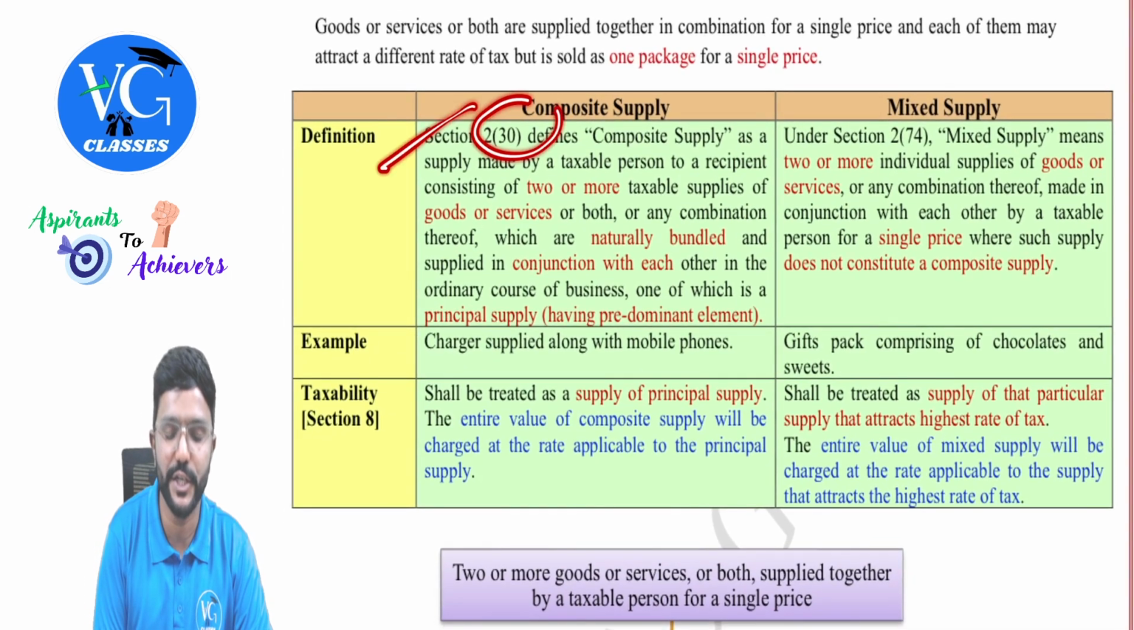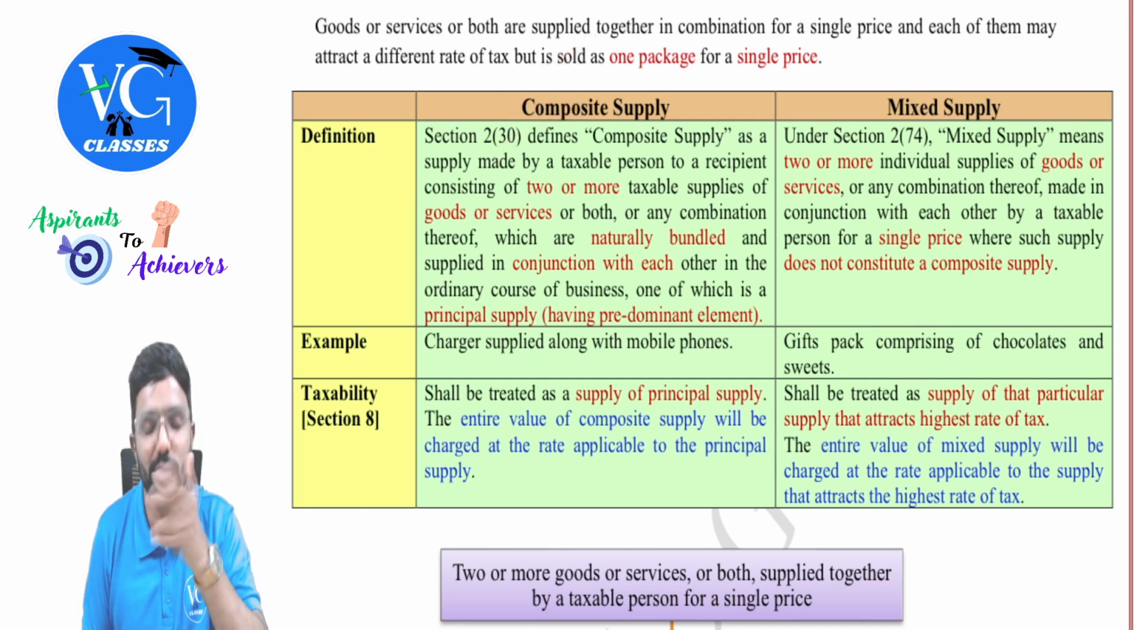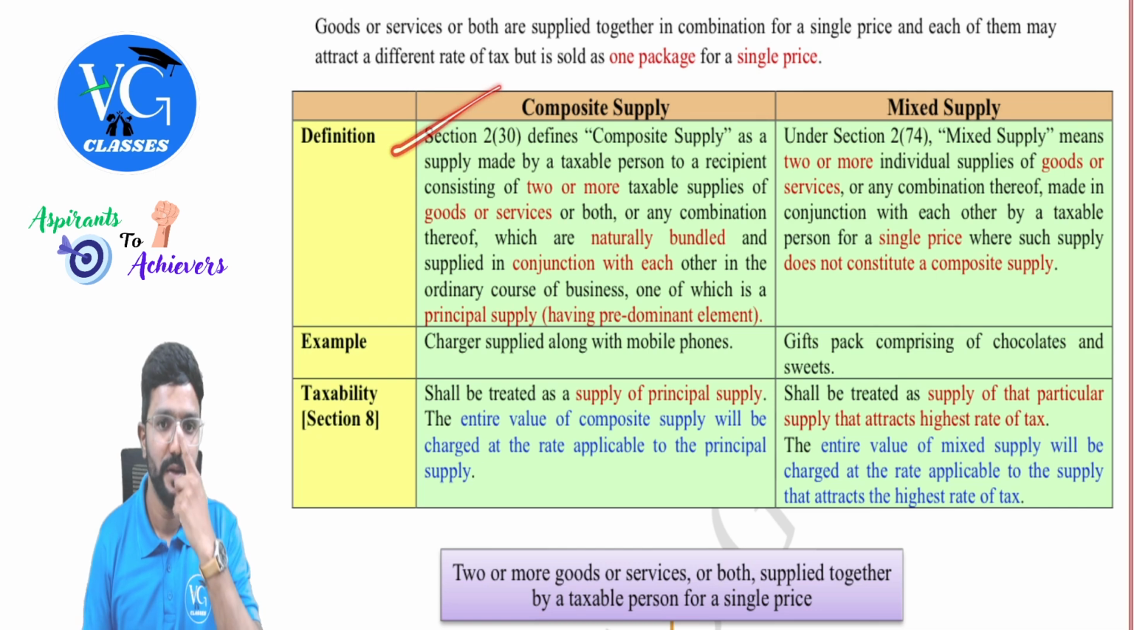Composite supply is defined in section 2 clause 30. Easy to remember: composite starts with CO. C is the third alphabet, so 3. And O, assume it looks like 0, so 30. We will see composite supply defined.